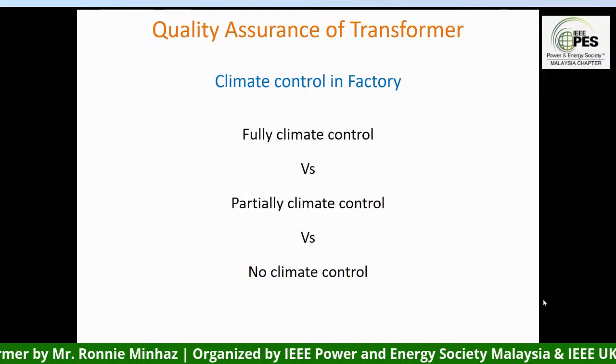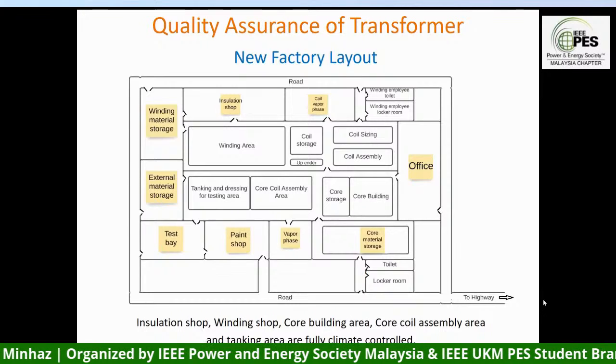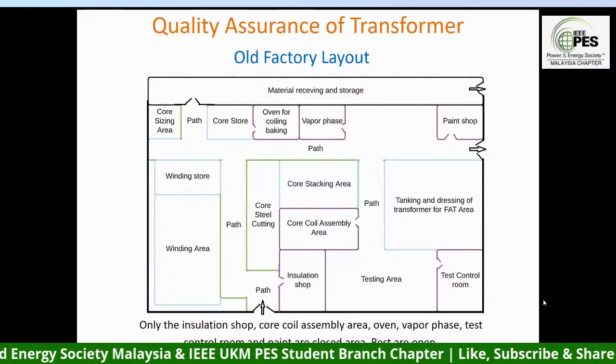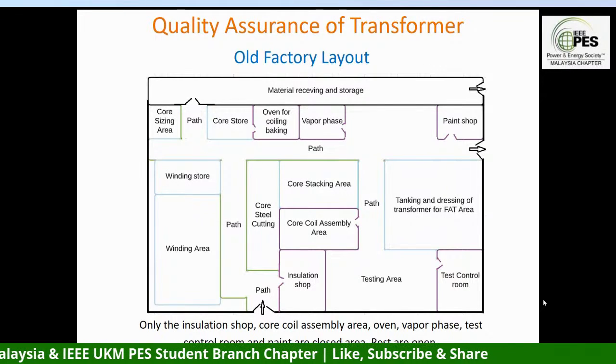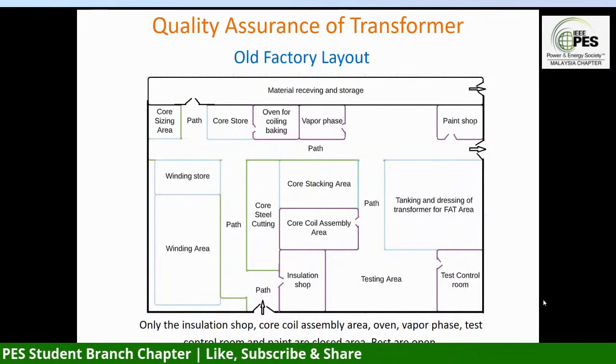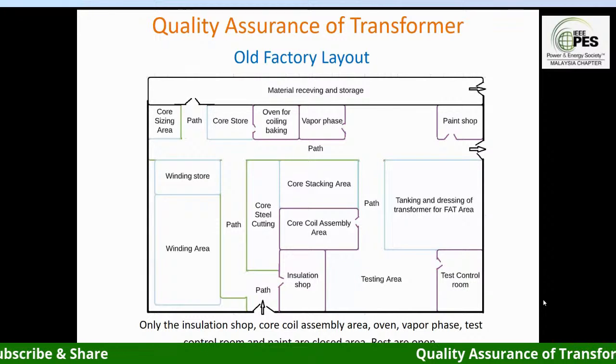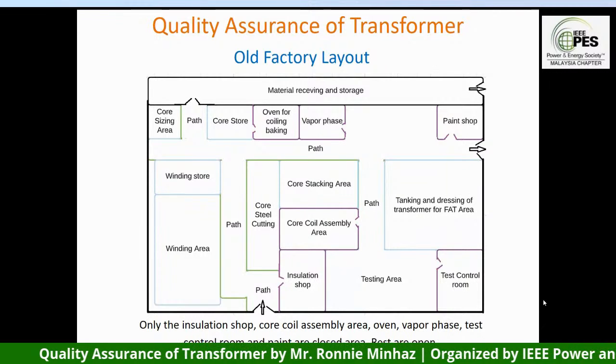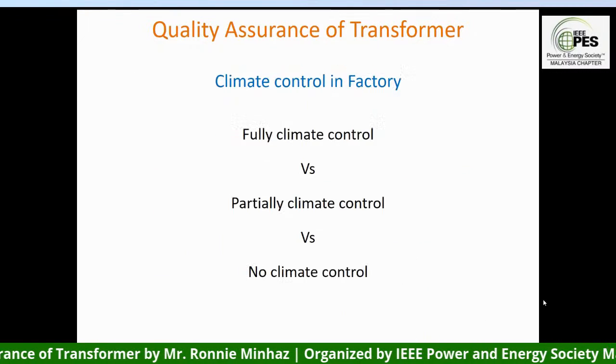When I say no climate control, let's go back to the layout where everything is under one roof and there's no control of the climate. There's no control of humidity. There's no control of temperature. There's no control of metal particle. There's no control of dust. So those things can compromise the quality of the transformer.